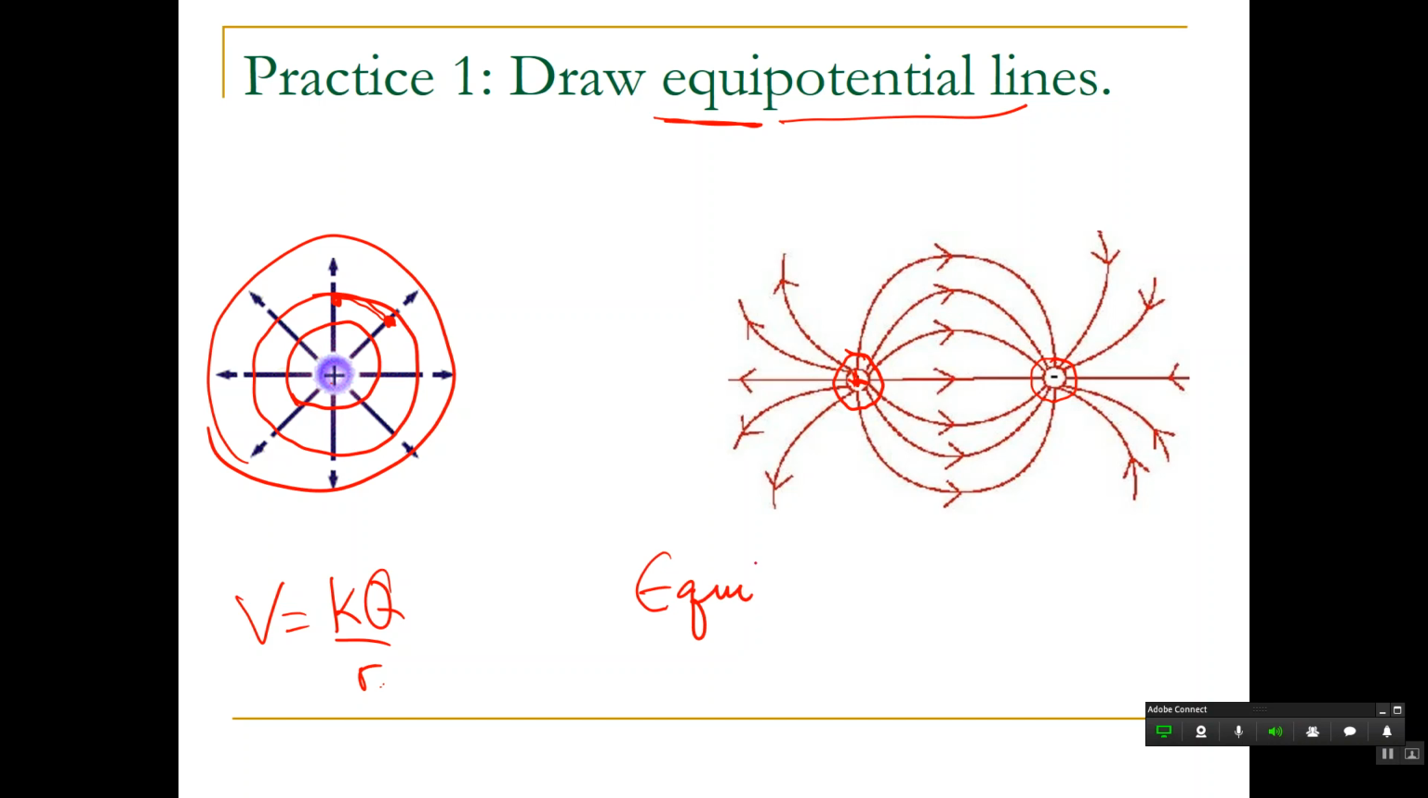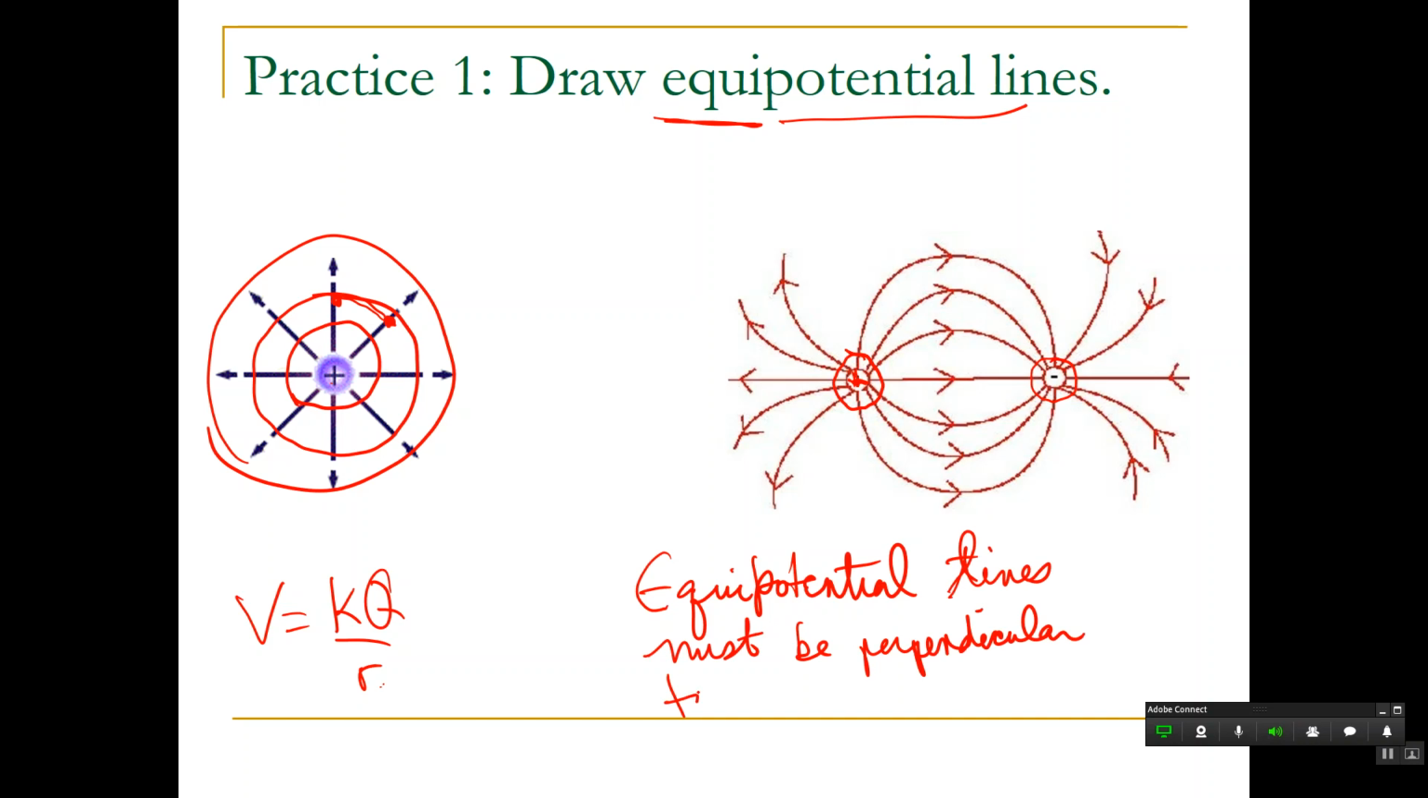So equipotential lines must be perpendicular to electric field line.